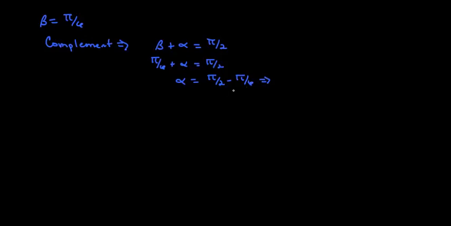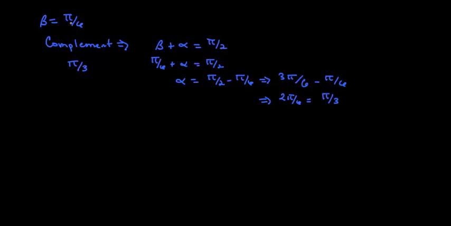Now what we need to do is get this to have a common denominator. So it's going to be 3 pi over 6. So let's put a 6 down here. Minus just 1 pi over 6. That's going to be 2 pi's over 6, which reduces to pi over 3. So the complement of pi over 6 is pi over 3.